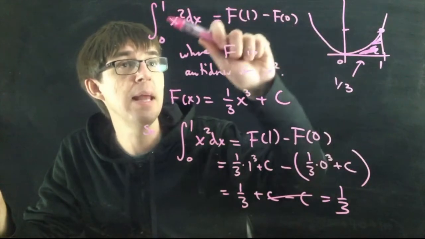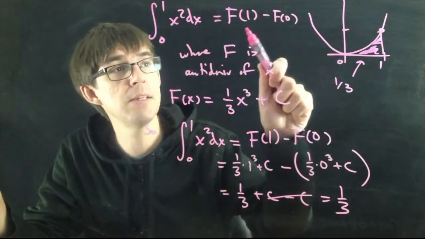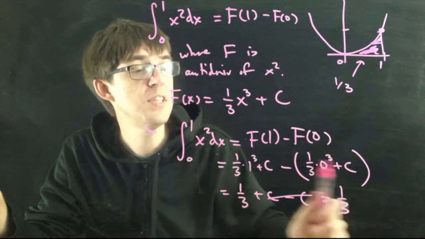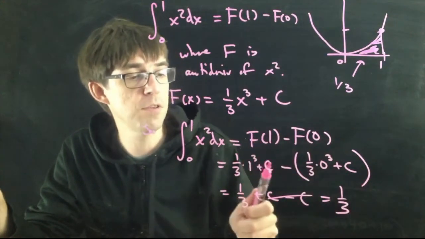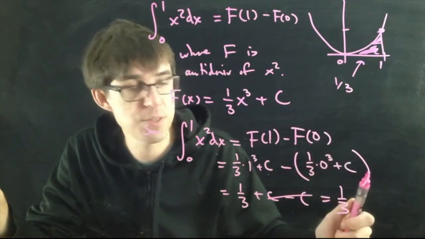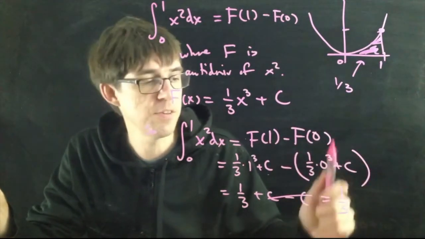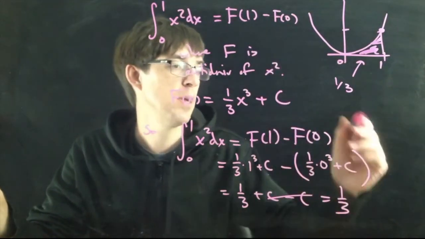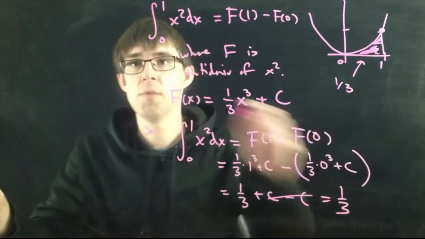In any problem like this, when you're subtracting these two things, as you do in the fundamental theorem of calculus, the c's will always cancel, because the first time around you get a plus c, but then you're subtracting and you get the same plus c here. When you distribute the minus sign, it'll turn into a minus c, and the c's will cancel.